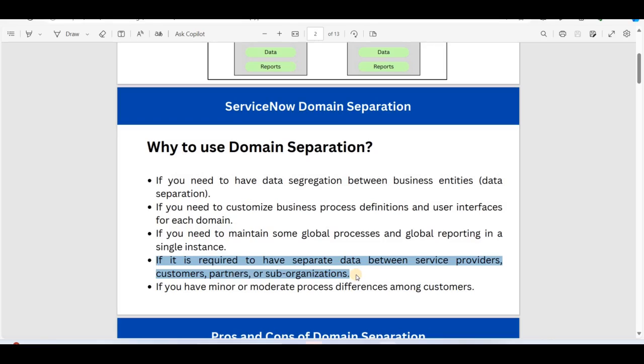In case of ServiceNow support, that is the HI portal, you can see you have the credentials, and there are other customers also which are managed under a single instance only. Last point is, if you have minor or moderate process differences among the customers. So here ServiceNow is hinting that we do not recommend highly customizable domains. If you have minor or moderate process differences, then you can use it.